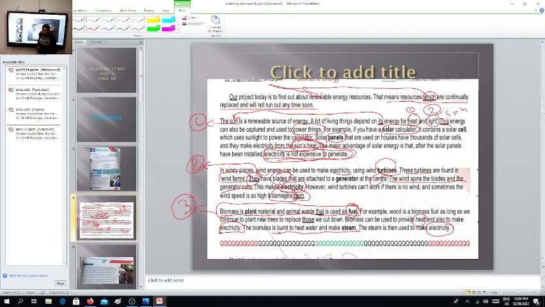So again, we have renewable energy, which means resources which are continually replaced and will not run out anytime soon. Now oil is not renewable energy, because someday we will wake up and we will run out of oil. The first source is sun. The second is wind. The third is biomass, which means plant material and animal waste that is used as fuel, electricity, and heat.